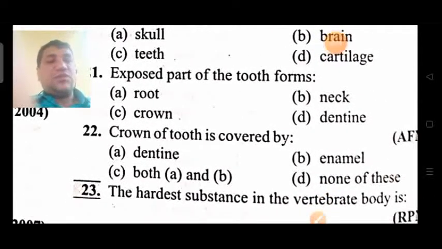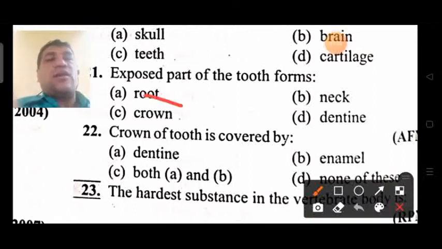Next, the 21st question. The exposed part of the tooth forms root, neck, crown or dentin. Already you know that the root is the base, the neck is the middle portion, and the crown is the end portion that is covered by enamel. Dentin is the component present inside the teeth which makes it harder. So the exposed part, the outer seen part, is the crown region.